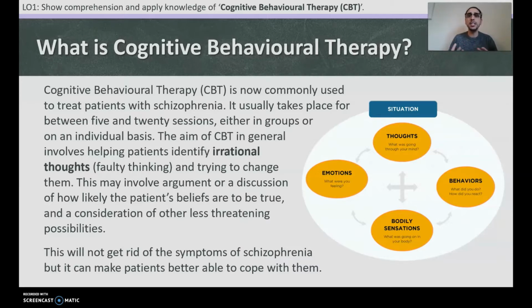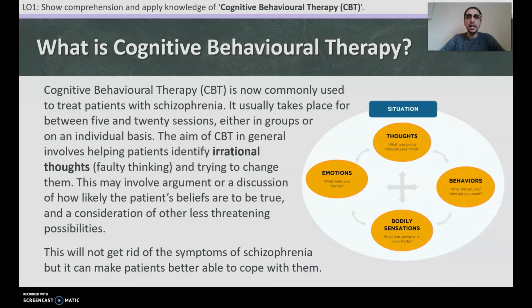And essentially CBT is a way of stopping all of those affecting each other, and making a new way of thinking, stopping the irrational thoughts and faulty thinking. Cognitive behavioral therapy is now commonly used to treat patients with schizophrenia. It usually takes place for between 5 and 20 sessions, either in groups or on an individual basis.